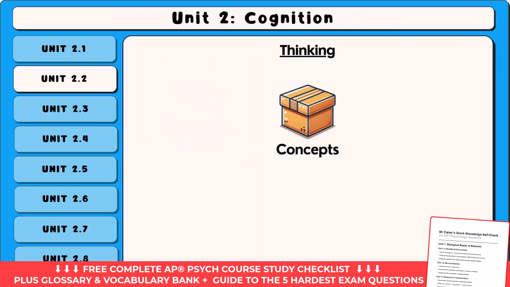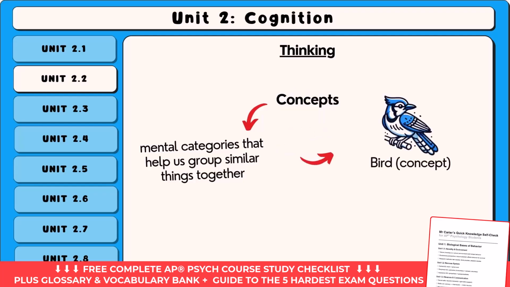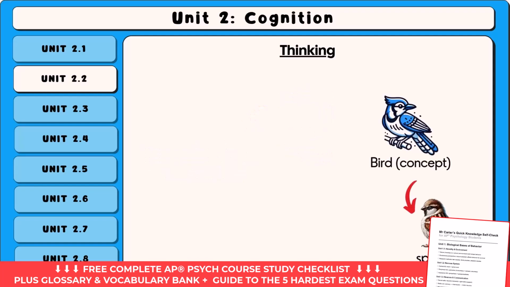Let's dive into thinking first, which starts with the idea of concepts. Concepts are the foundation of all thinking. They are mental categories that help us group similar things together, making it easier to understand and navigate the world. For example, the concept of bird includes many different species, from sparrows to eagles, even though they have differences.